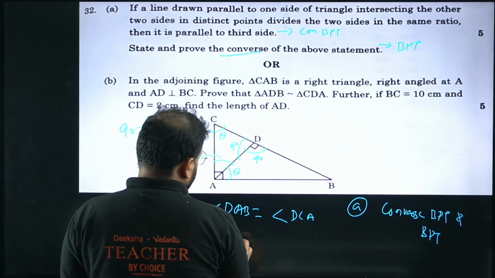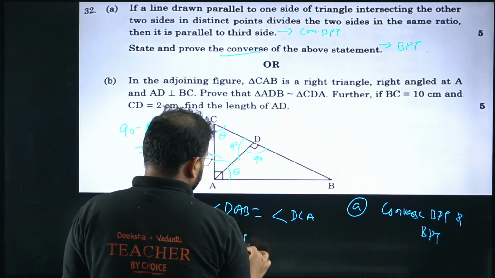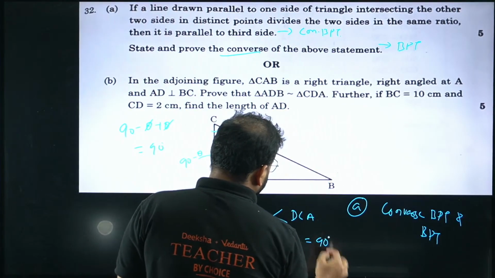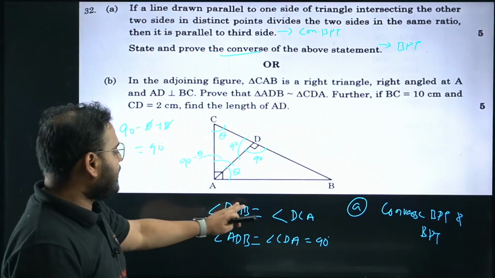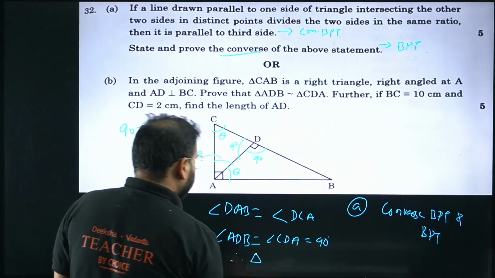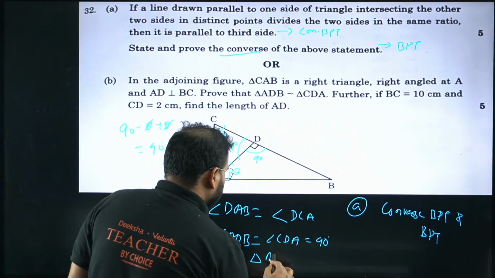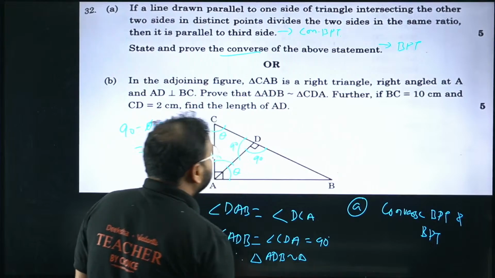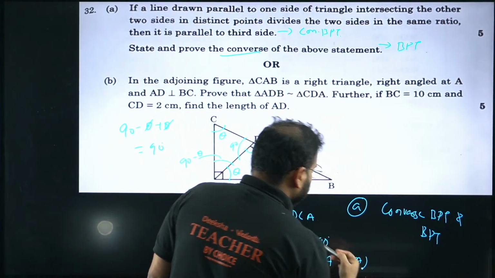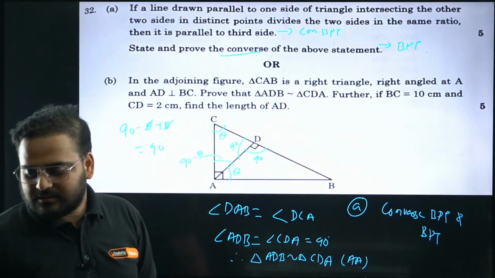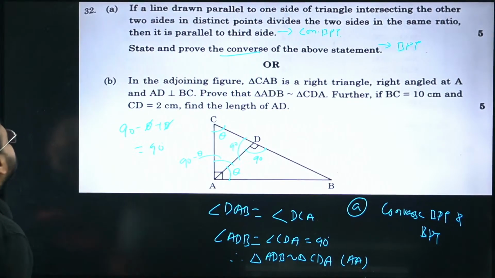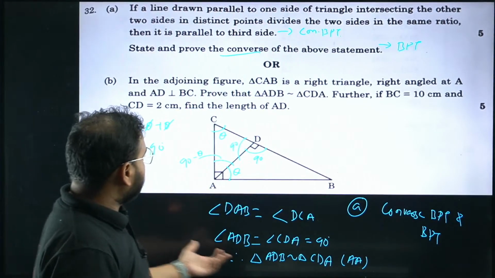Okay, and also angle ADB equals angle CDA. Why? Because both are 90 degrees. So from here we can say angle similarity is true. Therefore, triangle ADB is similar to triangle CDA by angle similarity. Please check. I hope this is clear, right?